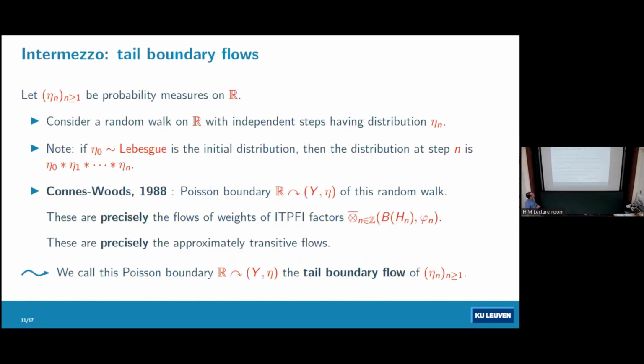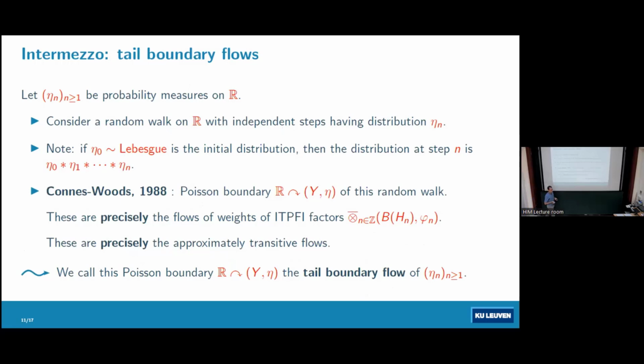And for that I need a little intermezzo, because they will have to do with variants of Poisson boundaries. Of course, we will not look at the Poisson boundary of the real line, because R is amenable, it's trivial, it will be periodic or trivial. But we will rather look at random walks on the real line where the transition probabilities are time dependent.